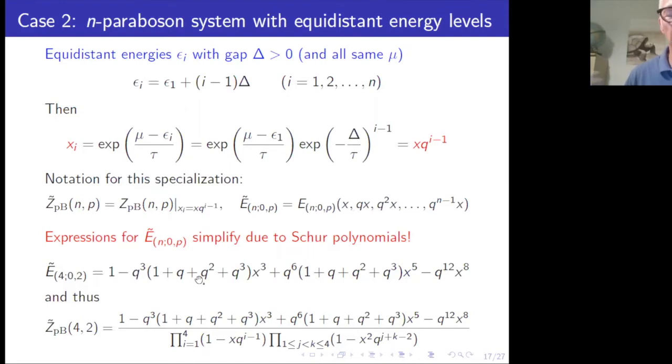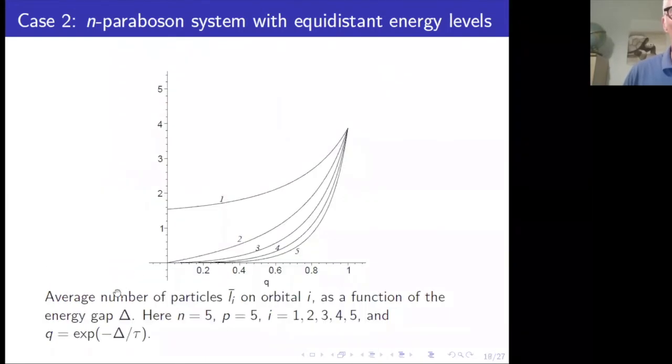I've written an example here, but it's not the purpose to show you many examples. It's almost straightforward to compute these finite alternating sums, and then write down the corresponding partition function. Let me also, in this equidistant energy level case, show you one plot here. I've shown you before that once you have the grand partition function, you can compute things like the average number of particles on a fixed orbital i, where i runs from 1 up to n. We've taken here n equals 5, so there are 5 orbitals, equidistant energy levels.